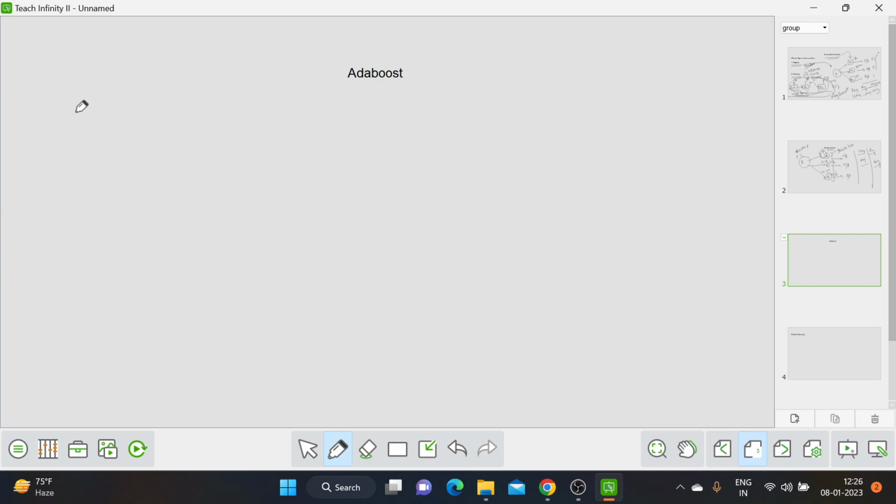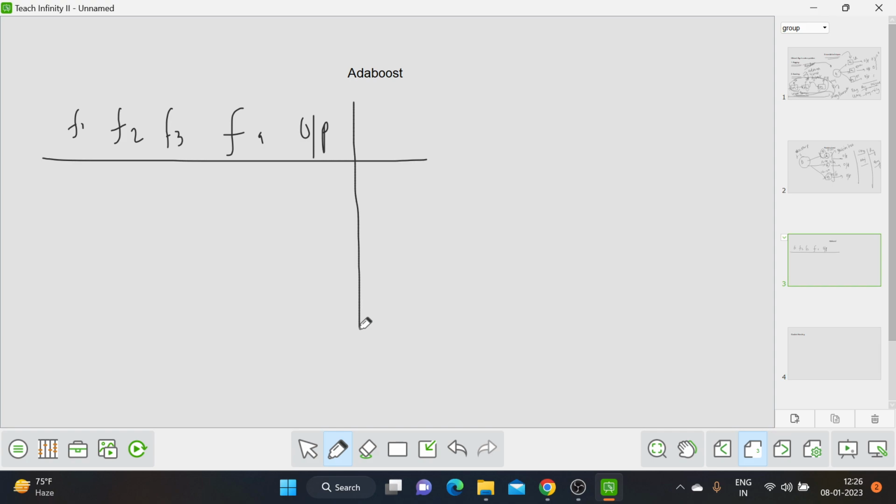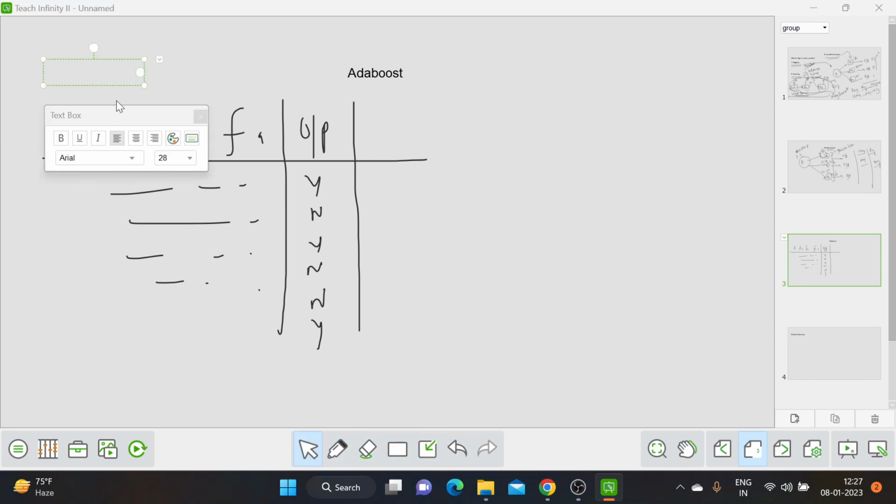I have my features: feature 1, feature 2, feature 3, feature 4, and my output. The output is yes, no, yes, no, no, yes. For the AdaBoost technique, first I need to tell you the steps we need to do.